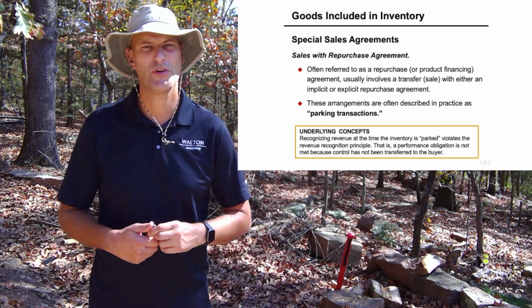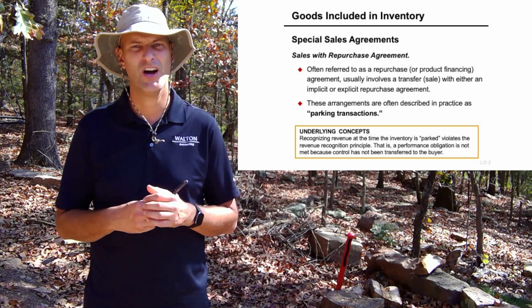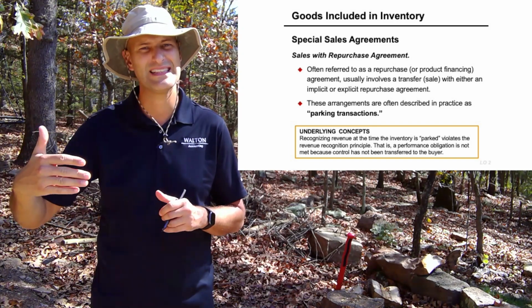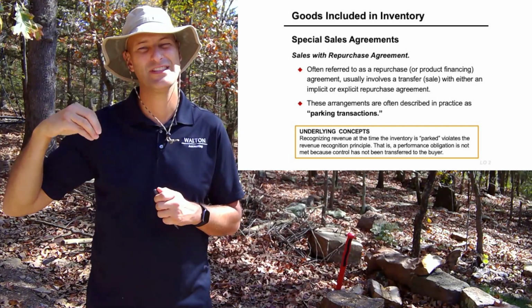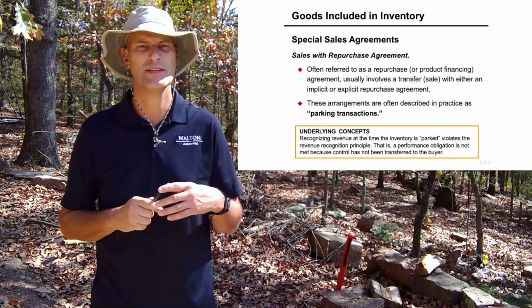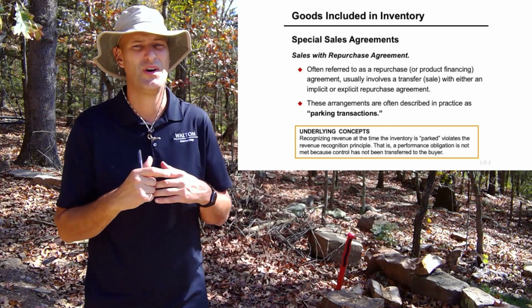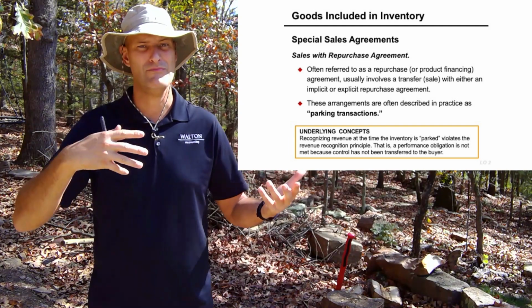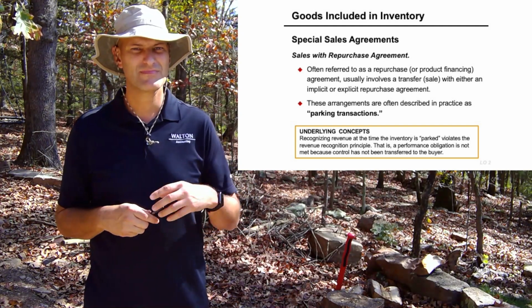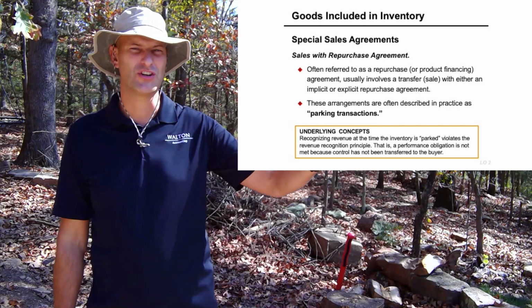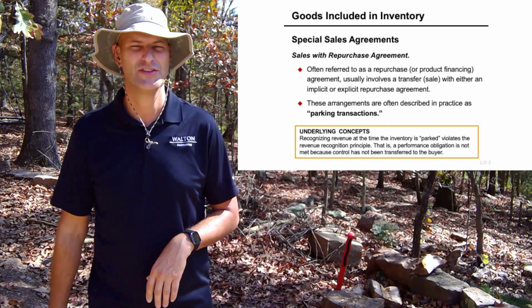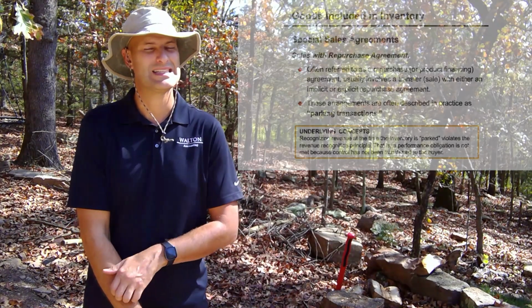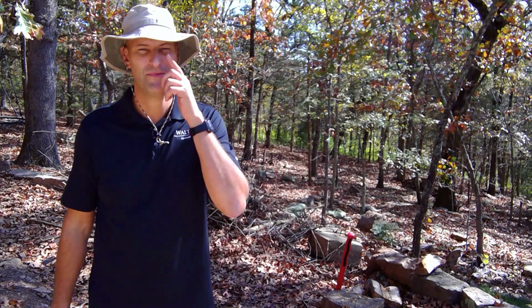So sales with repurchase agreements, they're often referred to as repurchase or product financing arrangements, and they usually involve the transfer of sale with either an implicit or an explicit repurchase agreement. So these arrangements are often described in practice as parking transactions. So I am parking it, which means it will be moved. So you can't recognize revenue when you have a parking transaction, and similarly, the inventory shouldn't be passing. So these are situations that really should get treated like a consignment from an accounting standpoint, despite there maybe even being invoices or the like.